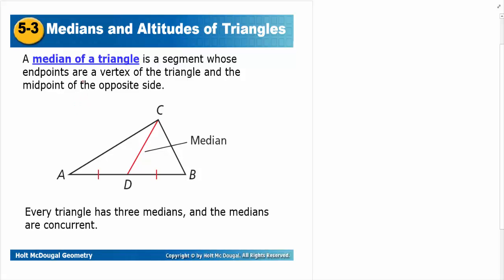So the first one is going to be the concurrency point for the medians of a triangle. And there are some extra properties that go along with that, just like there were properties that went along with our circumcenter and our incenter. Well, the medians are going to have a property as well. So the median, first off, you need to know what a median is, so I did have one drawn here. A median is going to go from a vertex to a midpoint of a triangle. So that's what a median is. It goes from a vertex to a midpoint.